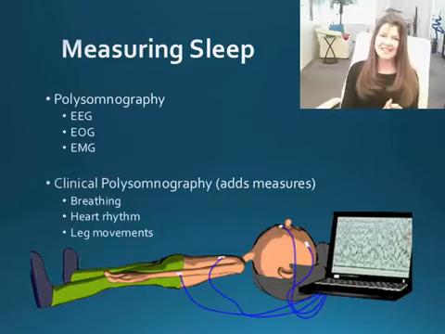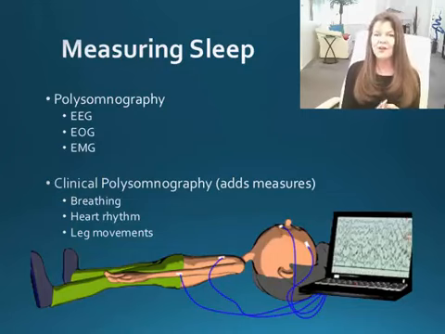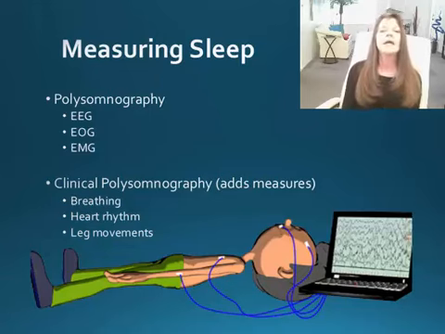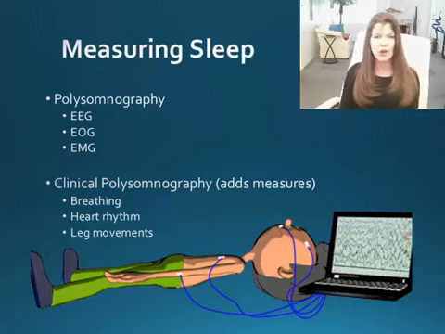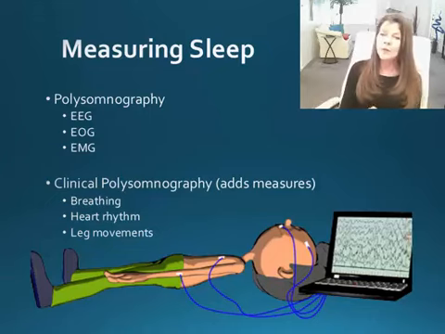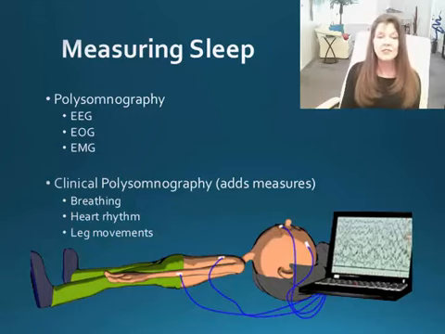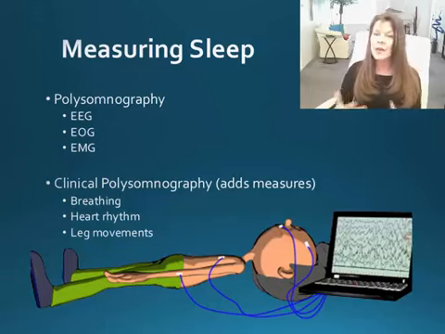Now, in a clinical sleep lab, there is an additional goal of identifying sleep disturbances and disorders. Thus, a clinical polysomnography includes additional measures to this end, such as those that measure breathing. You know, there are masks and other devices that measure oxygen intake and breathing patterns. Heart rate and rhythm measured by an EKG, leg movement measured by additional EMG electrodes placed over the legs, etc.